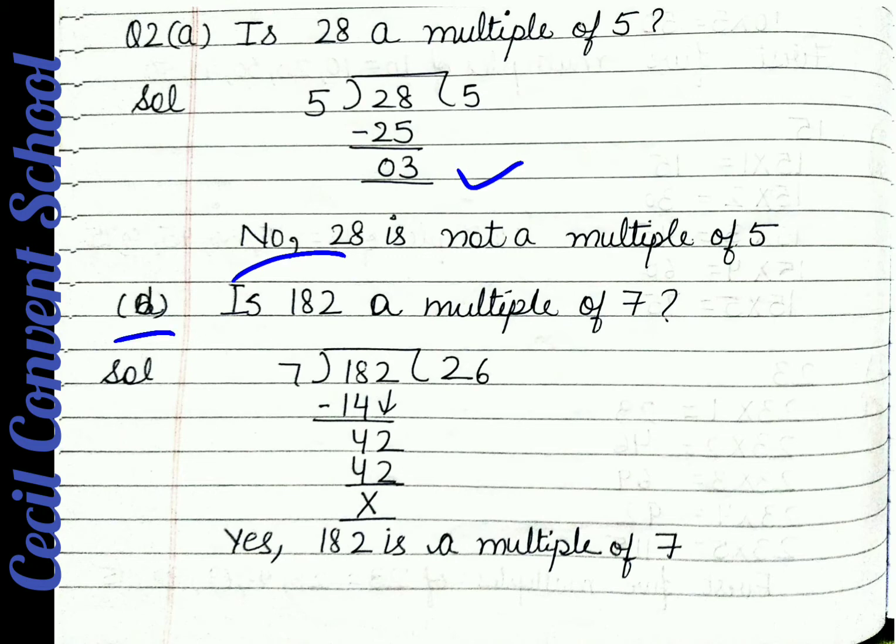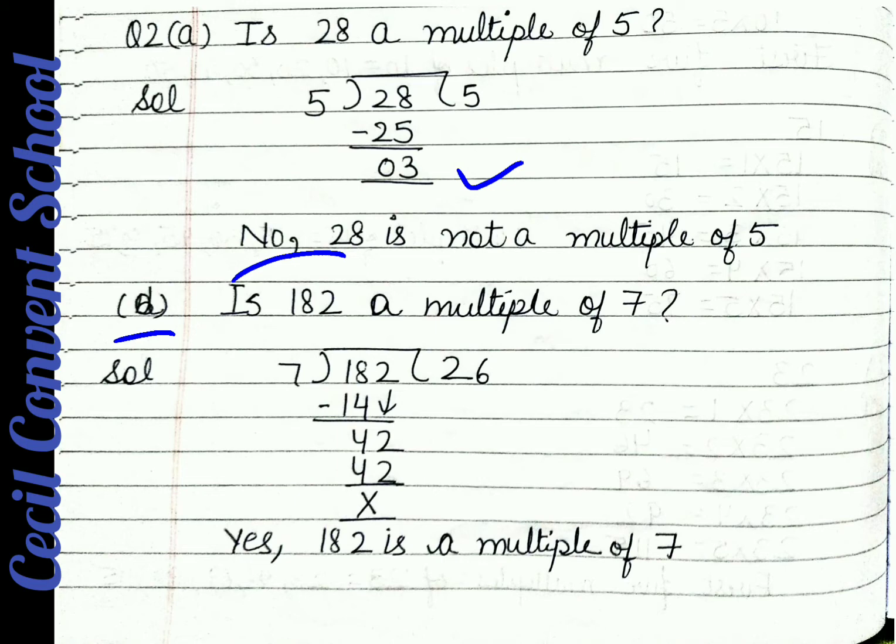Is 182 a multiple of 7? What we do? Again we do division. 182 I have to divide by 7. 7 twos are 14. So 18 minus 14 is 4. Now 4 is smaller than 7, I will take 2 down. It will become 42. 7 sixes are 42. Minus it, answer comes 26 and no remainder is left. So it means 182 is a multiple of 7.